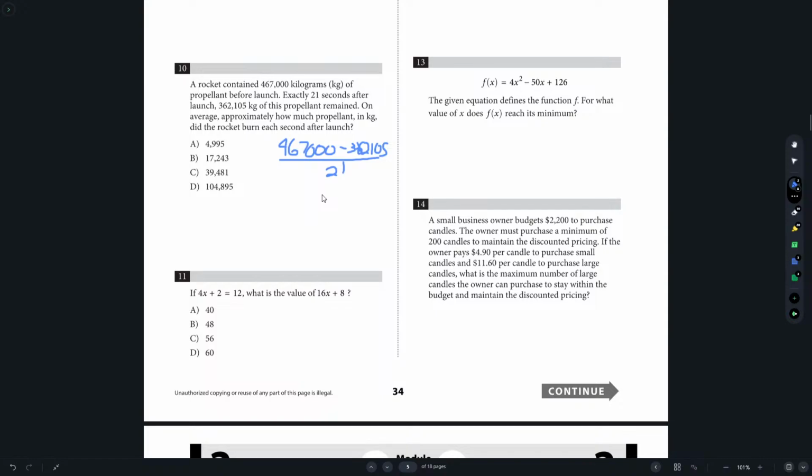467,000 minus 362,105 is equal to 104,895. Dividing that by 21, we get 4,995. So A is the correct answer.